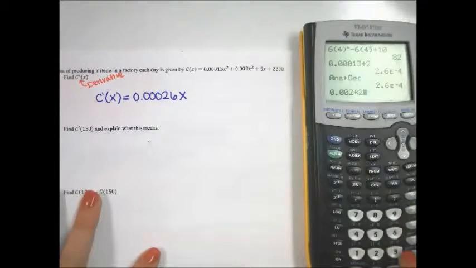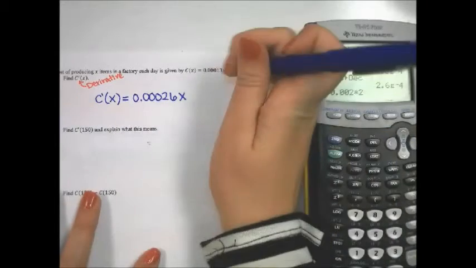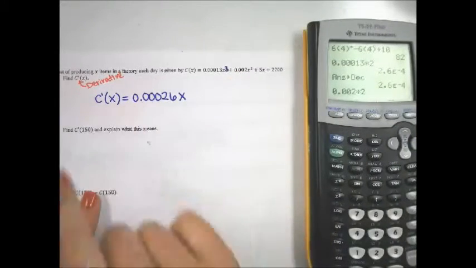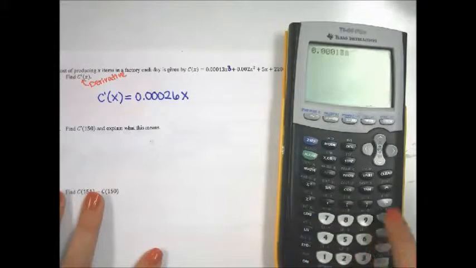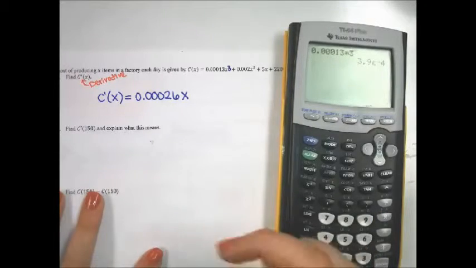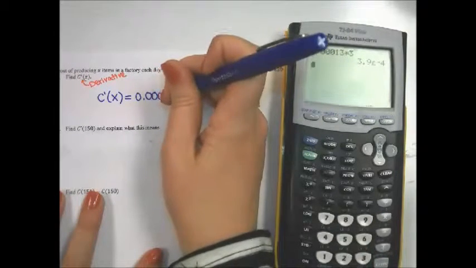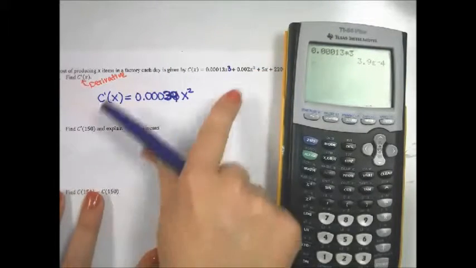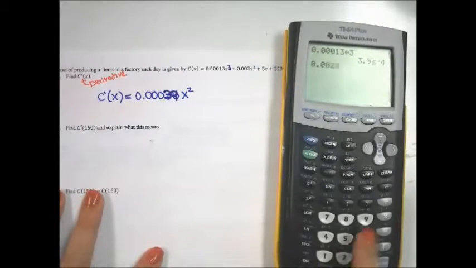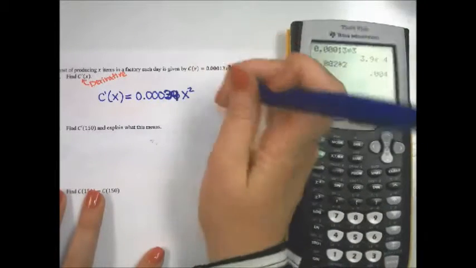0.002 times 2. Oops, that's a typo. This should be a 3. We shouldn't have two 2's. So let me go back. That's a typo. 0.000123 times 3. So this is the same thing, but that should be 39 x squared.